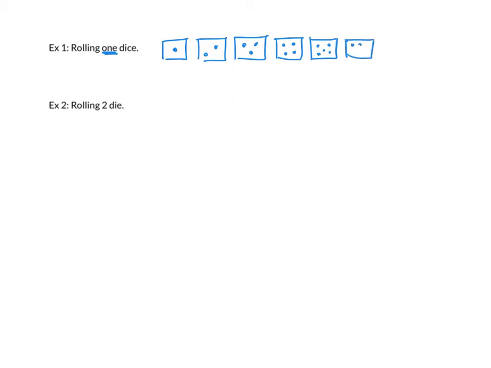Okay, so we're going to do a couple examples of listing out our sample space. So in this first example, I am rolling one dice. So when I roll one dice, I can have a 1, a 2, a 3, a 4, a 5, or a 6.